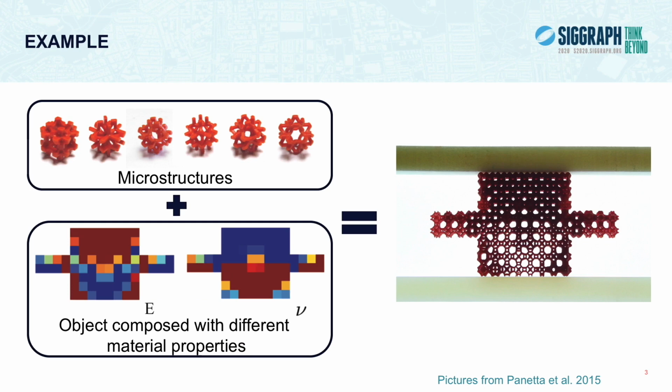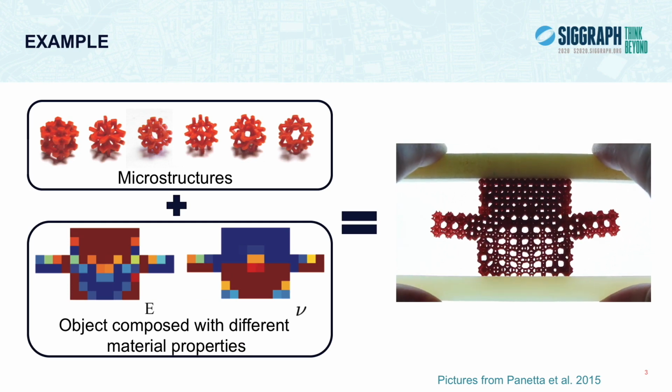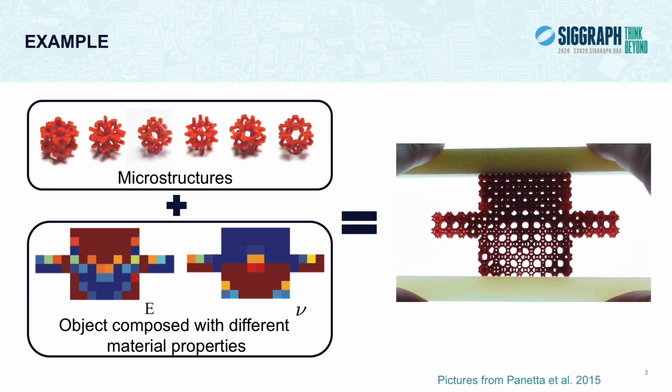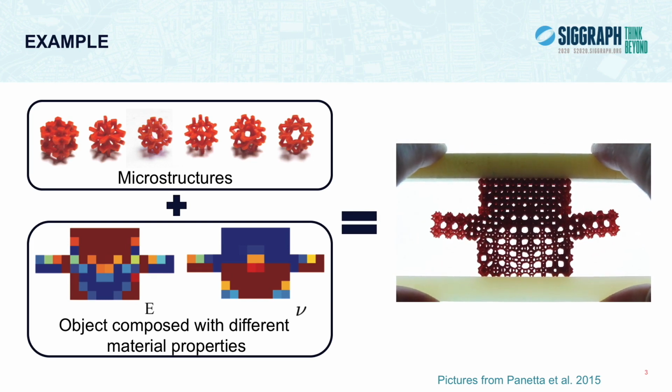A fabricated example is shown in this slide. Here, a material distribution was obtained with an optimization procedure, allowing the object to flap its wings when squeezed. By placing the single material structures realizing these materials in each cell, we obtain the result shown on the right.